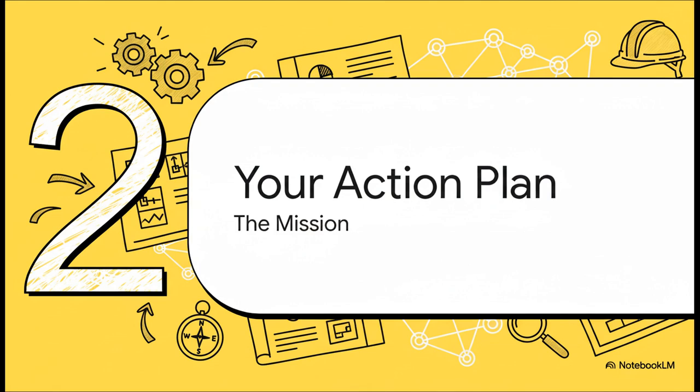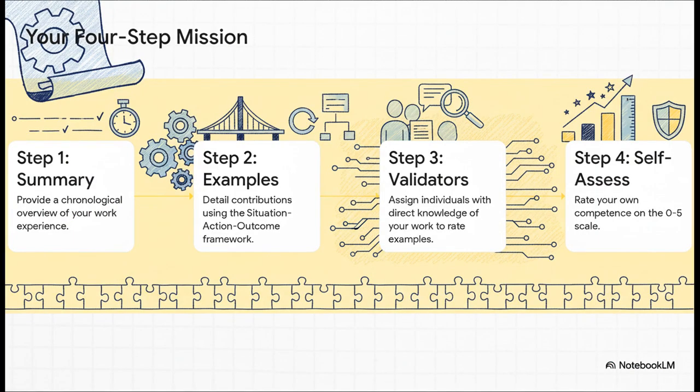Here's your 4-step mission to knock this experience requirement out of the park. This, right here, is the core of the whole process, and it's broken down into 4 really clear steps. First, you'll provide a summary of your experience in chronological order. Second, and this is a big one, you'll detail specific examples for each competency. Third, you'll tag in your validators to back up your claims. And fourth, you'll do your own self-assessment. See the pattern? You are in total control of telling your professional story.